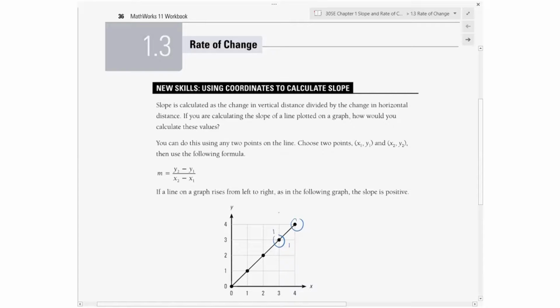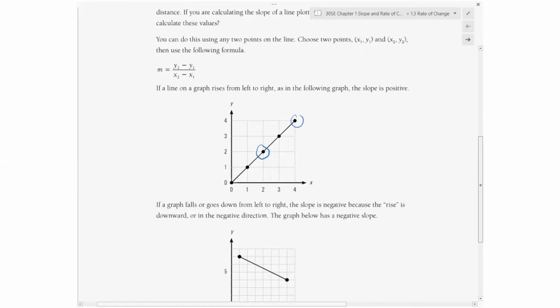I could pick instead, I could choose that point and this point. Now for the rise, 4 minus 2 is 2. 4 minus 2 for the run is 2, so 2 over 2 is still 1. 2 divided by 2 is 1 over 1, or we could say 4 over 4, it all equals 1. So that's one way we can calculate slope if we're given a graph like this.